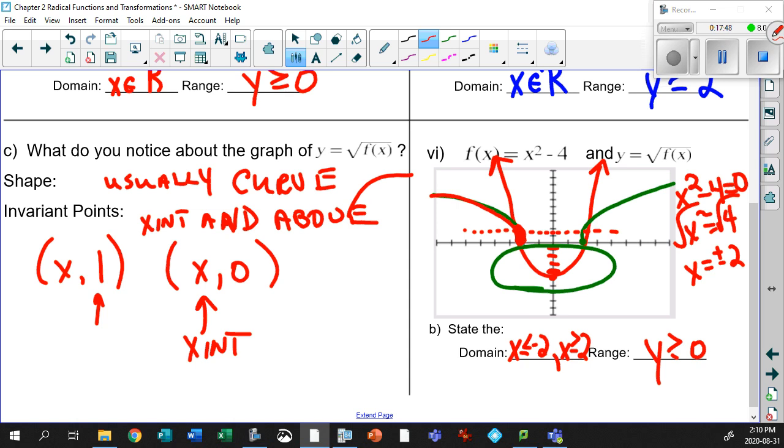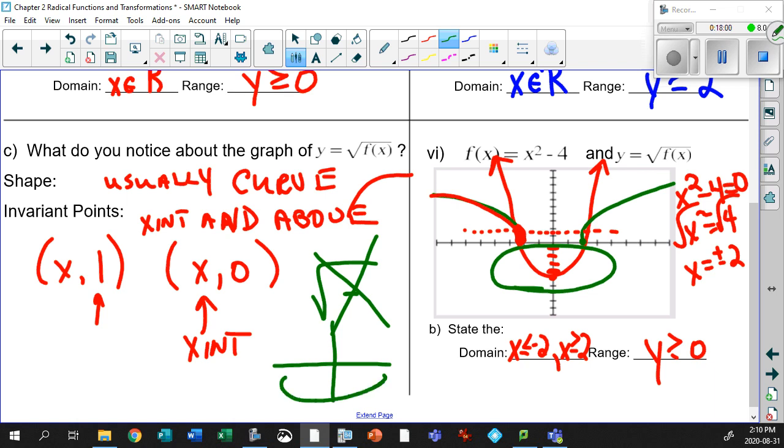Now, the other thing that we have to put down here is the fact that there are no negatives. That doesn't exist. So that means you do not have a graph of a radical function anywhere in this area down here. So in other words, y always has to be greater than or equal to 0.